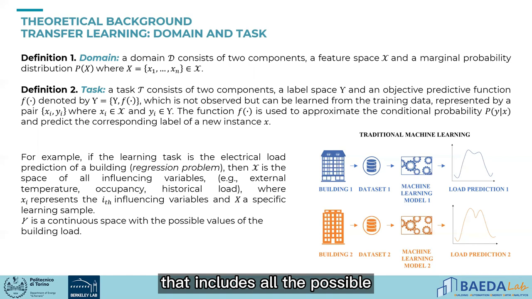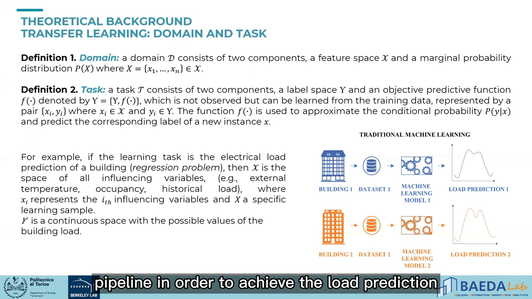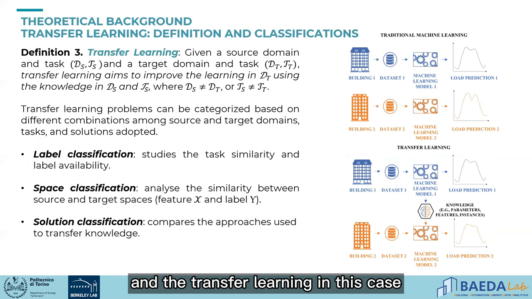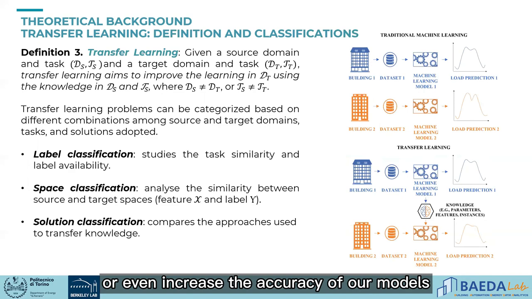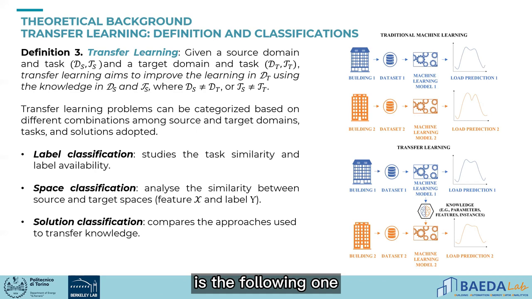The image on the right shows how for each building, even though there are some similarities, one should follow the same pipeline in order to achieve the load prediction. And transfer learning in this case is helpful to shorten this pipeline or even increase the accuracy of our models. The definition of transfer learning is the following one. Given a source domain and a source task, and a target domain and a target task, transfer learning aims to improve the learning process in the target domain using the knowledge in the source domain.